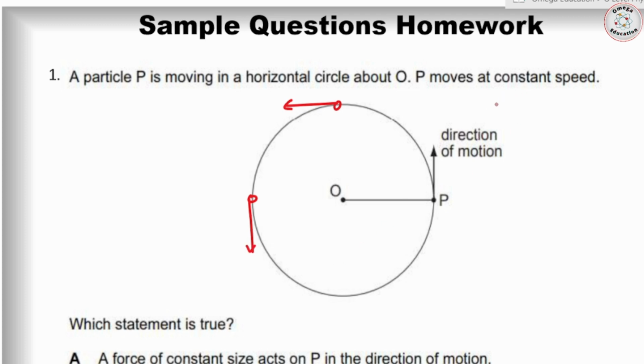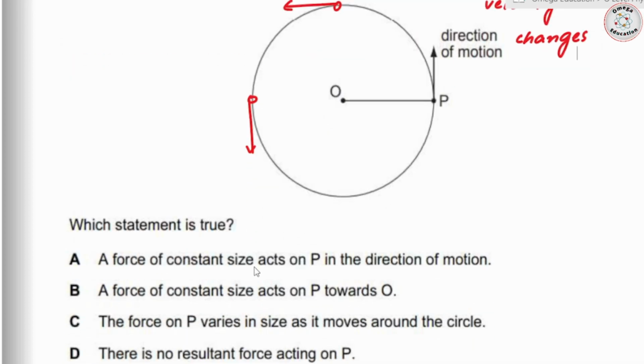Speed is constant, but velocity would not be constant. So velocity changes because the direction changes. So always keep in your mind, in a circular motion, even if the speed is constant, the velocity can never be constant, because velocity has to include direction as well. And if the direction changes, the velocity would also change. Anyway, which statement is true?